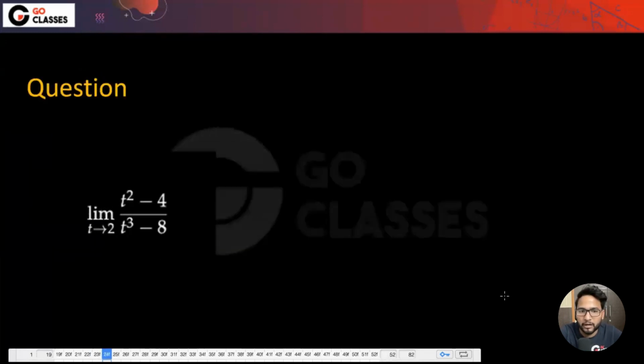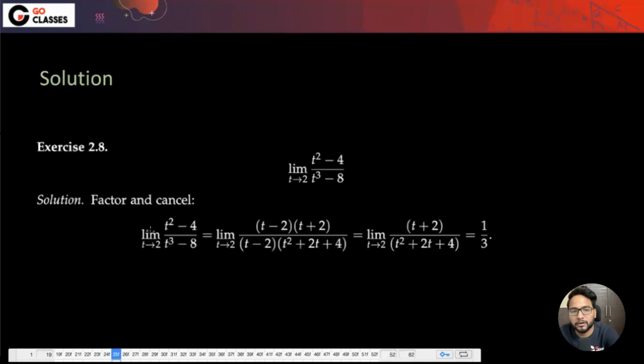So I hope you can solve this also. This is again 0/0, so you can apply L'Hopital rule again. Okay. So here also you can apply L'Hopital rule. Let's just see how they have solved it. They are just doing the factorization and solving it, but you can apply the L'Hopital rule. Yeah, either it is 0/0 or infinity upon infinity, then only you can apply L'Hopital rule.